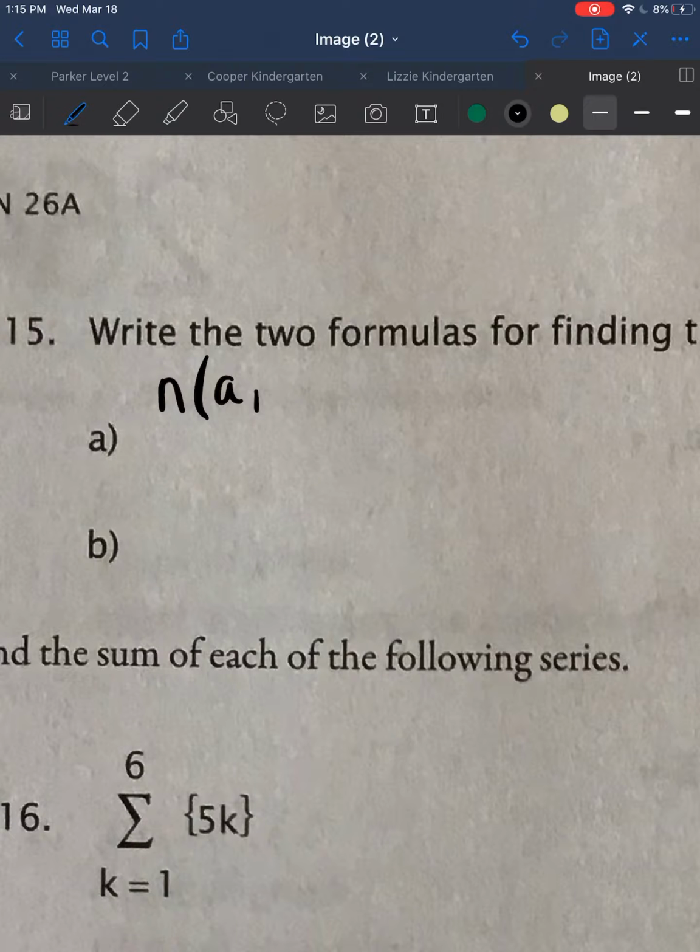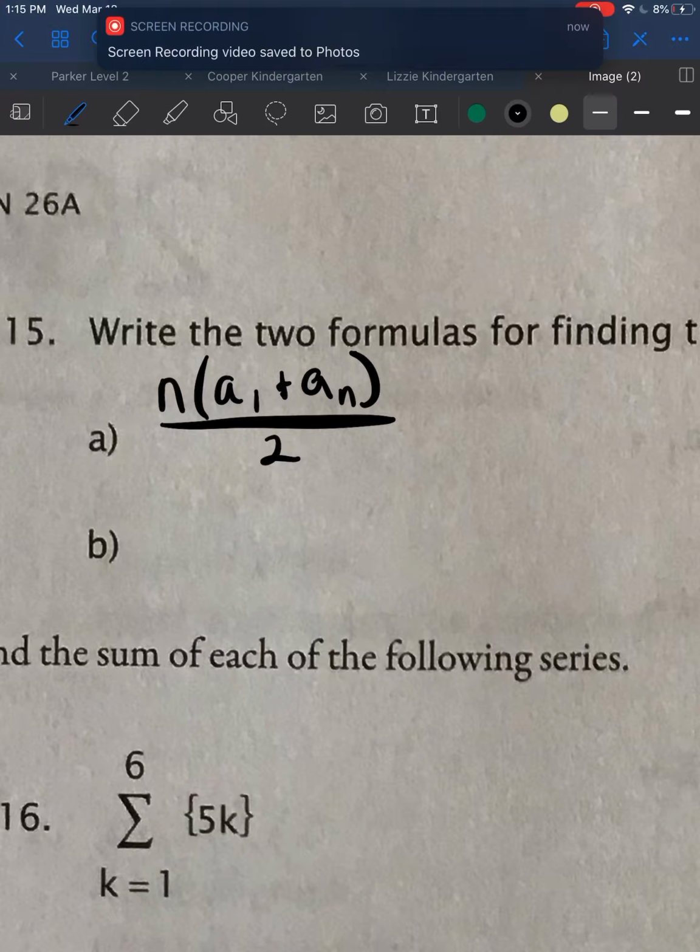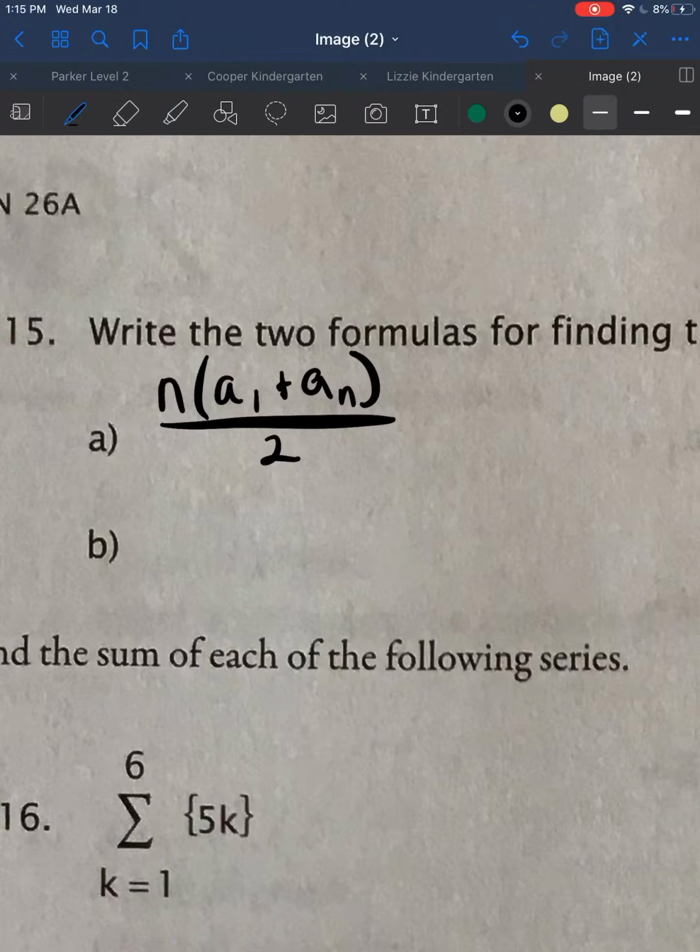So we've got n times a sub 1 plus a sub n. Again, these are things he gave in the lecture if you look through the instruction book. The other one, so this is n times a sub 1 plus a sub n, over 2. Sometimes you'll see it as n over 2 parentheses a1 plus an. It's the same thing. It's just a matter of doing everything, then dividing by 2, or dividing by 2 and then multiplying it. It's all the same.